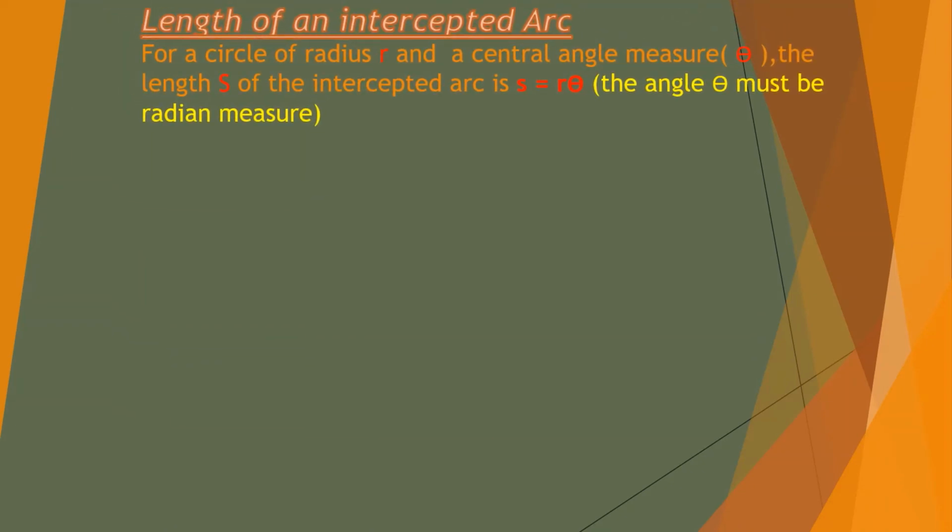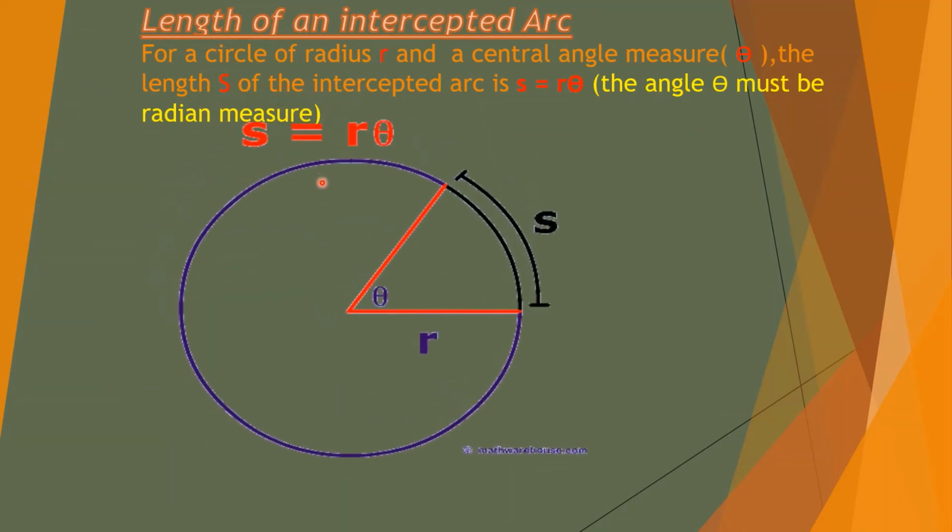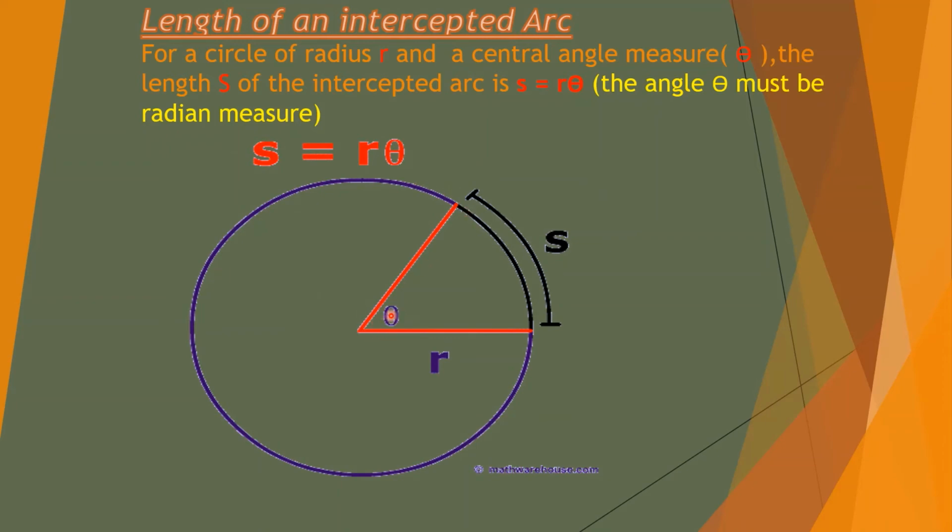Now let's see the relationship between the arc length, radius and central angle. For a circle of radius r and the central angle measures theta, the length s, which means the arc length s of an intercepted arc, is s equal to r times theta. The angle theta must be a radian measure. As you can see from this figure, theta is the central angle and r is the radius of the circle, and s is the arc length, which subtends the central angle theta. So s is equal to r times theta, where theta is in radian measure. Or if you want to find the radius in terms of s and theta, r is equal to s over theta, and theta is equal to s over r.